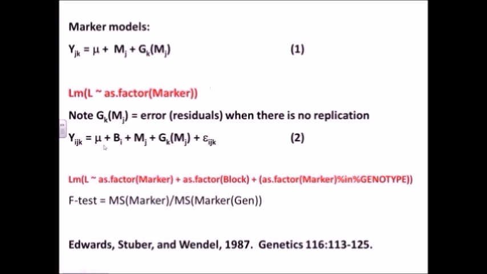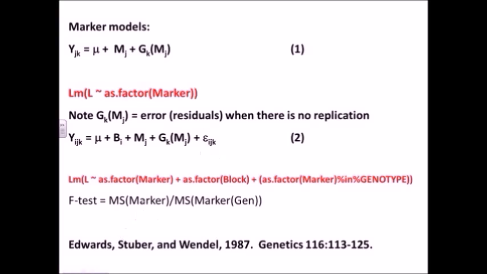In some cases, you might have a block effect. So if we didn't reduce our data to a best linear unbiased predictor, we could have environmental effects in that model. The only reason I'm bringing this up is because if you ran this linear model as an ANOVA, your effects are going to be tested with the error term by default.